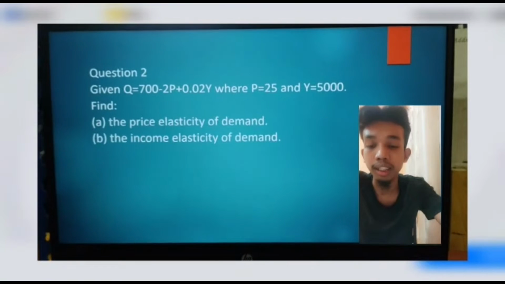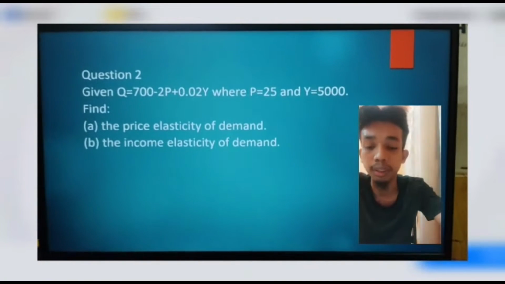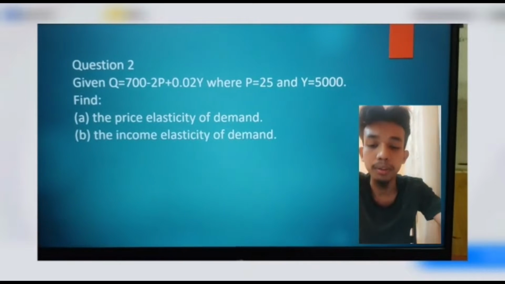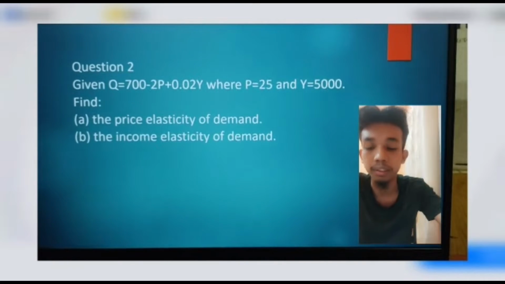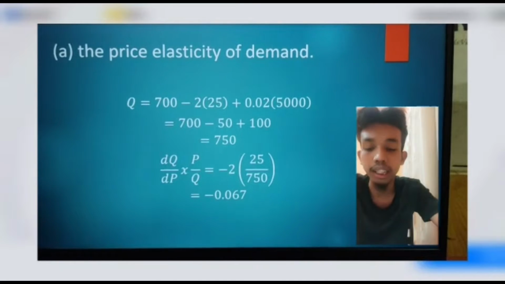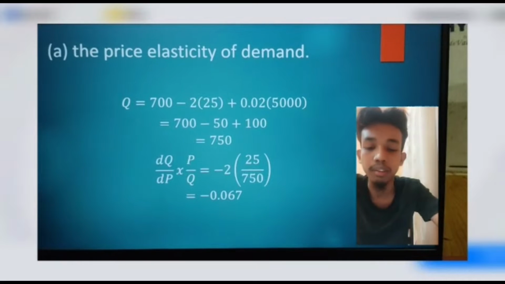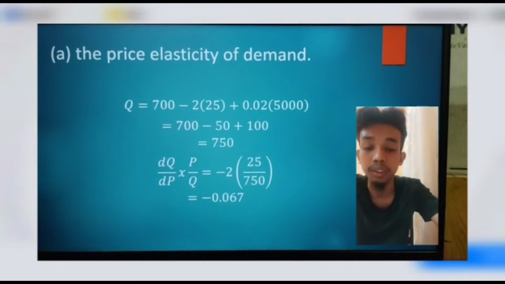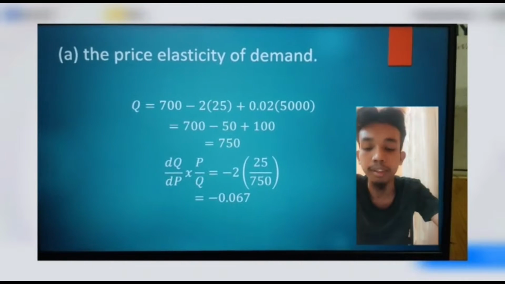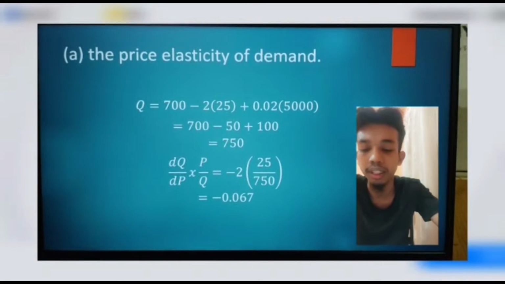First, we are given that Q equals 700 minus 2P plus 0.02Y, P equals 25, and Y equals 5000. Now we insert the P and Y into the equation, so we get Q equals 700 minus 2 multiplied by 25 plus 0.02 multiplied by 5000. So we get Q equals 750.